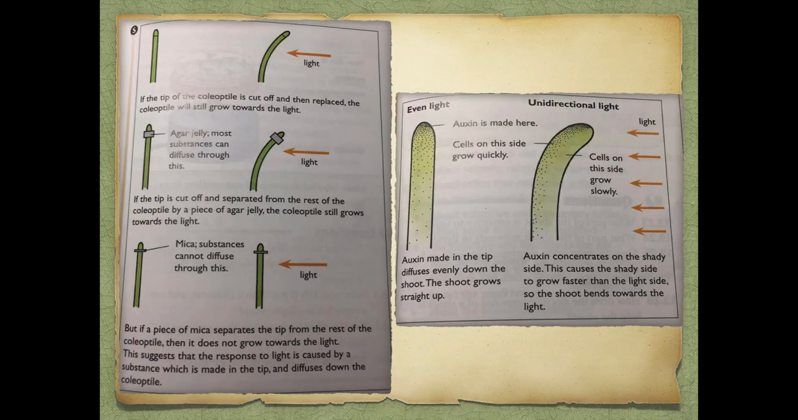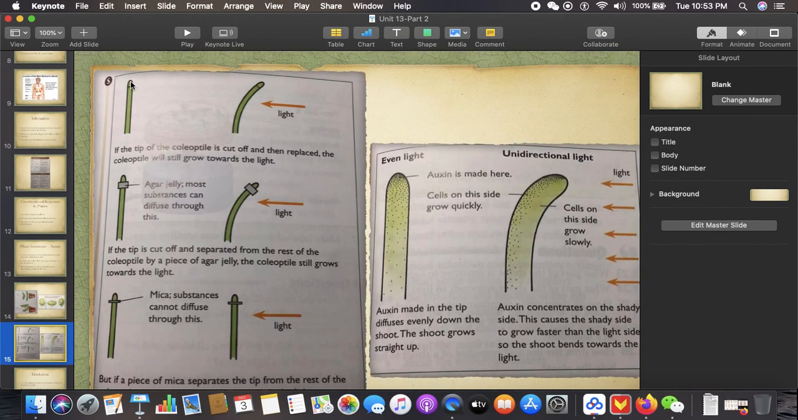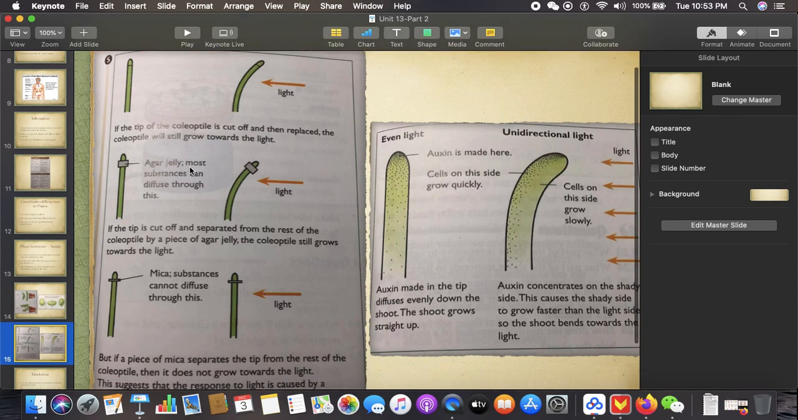So the auxin is made at the tip. Now, in order for the plant to move, the auxin needs to diffuse all the way down here. In the second experiment, this part is replaced with a permeable agar jelly, and you can see that the plant actually bends because the auxin diffuses through the agar jelly down here.